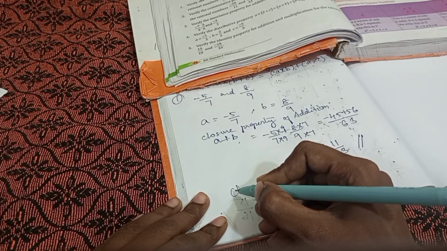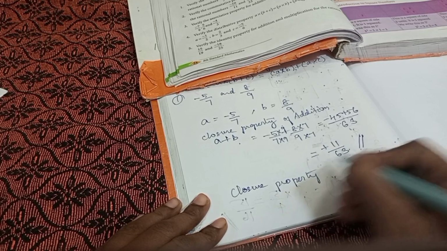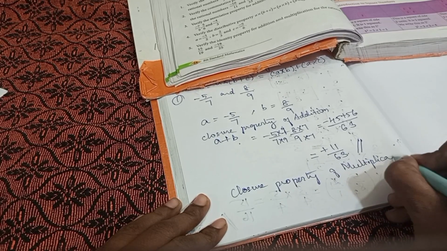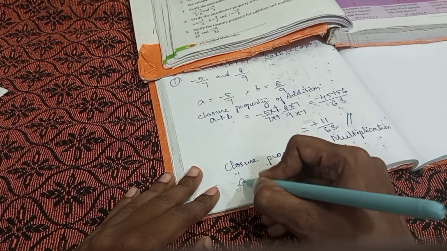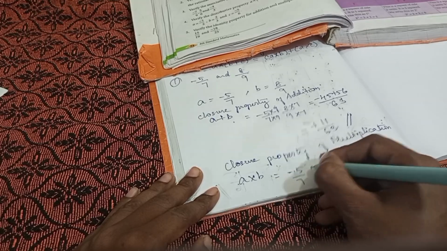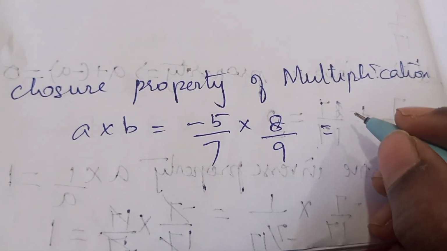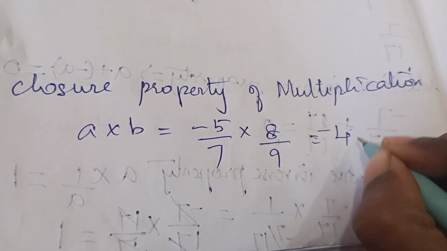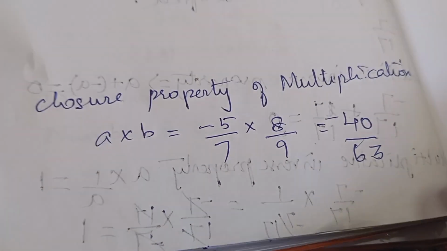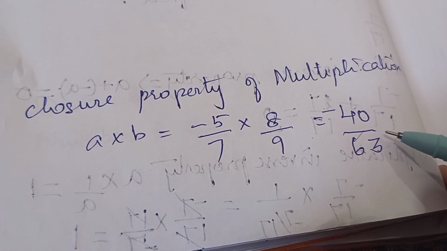Next, you see closure property of multiplication. What is the closure property of multiplication? A into B. This means minus 5 by 7 into 8 by 9. If you multiply A into B, minus 5 into 8 is minus 40. Minus 40 divided by 7 nines are 63. Minus 40 by 63. It is also closed under multiplication of rational numbers.